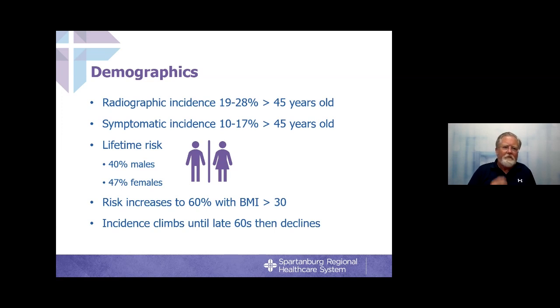The lifetime risk of developing arthritis is about 40% in males, almost 50% in females. This risk does increase to 60% if your BMI is over 30, which is considered obese. And the incidence, this is important, the incidence does climb until your late 60s. If you can make it to your late 60s and you don't have arthritis, then the chances are pretty good that you're not going to get arthritis.